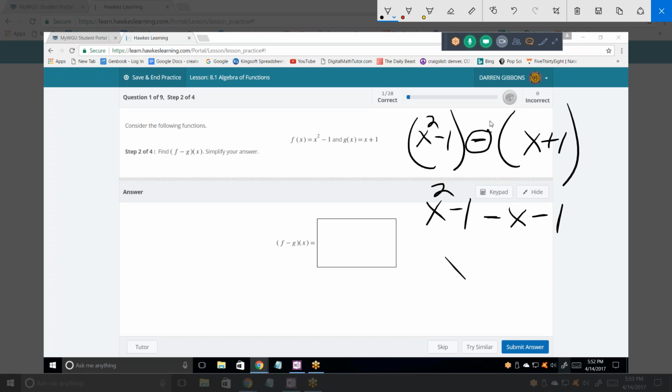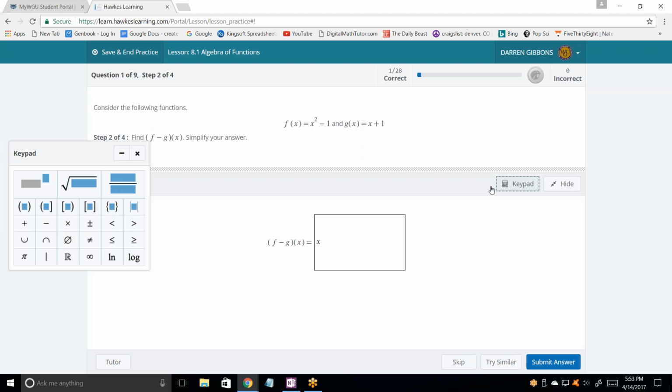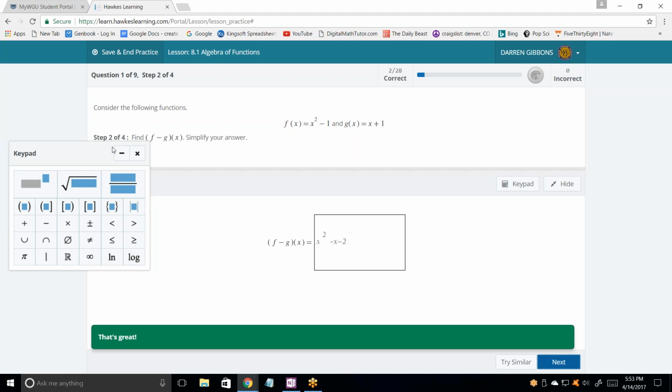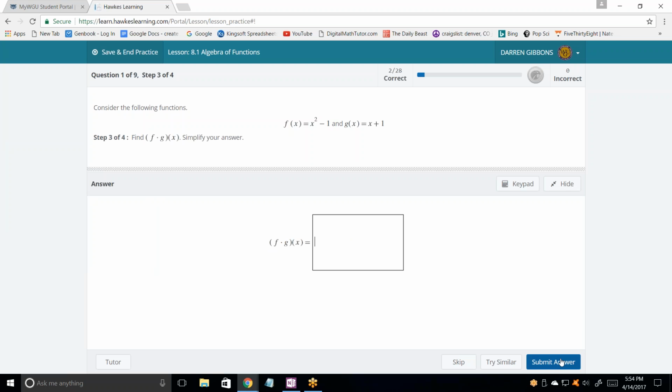Okay? Now that becomes x squared minus x minus 2. And that's our answer. So x squared, what was it, minus x minus 2. In other words, adding and subtracting these things is pretty easy. Multiplying isn't even hard.